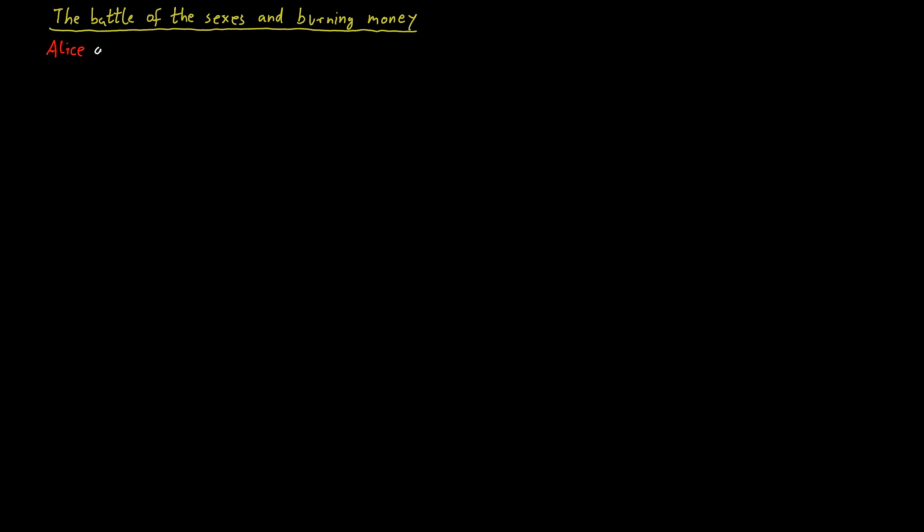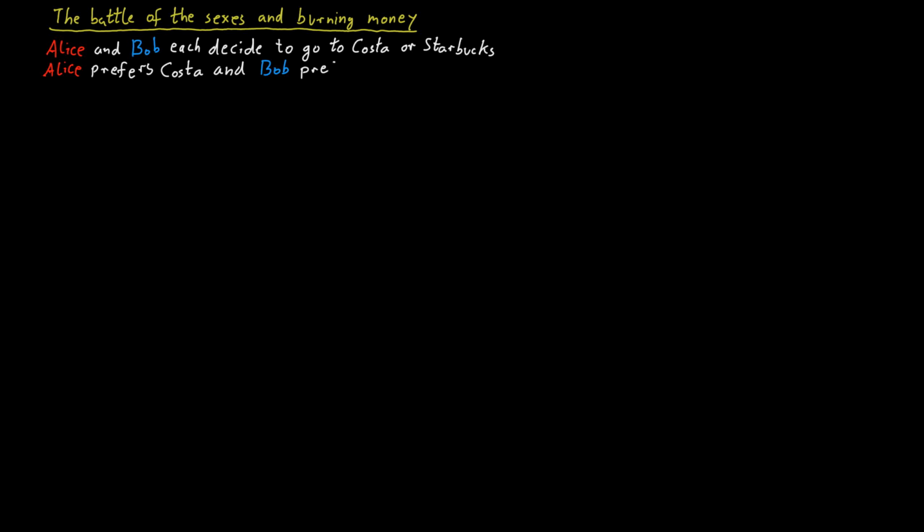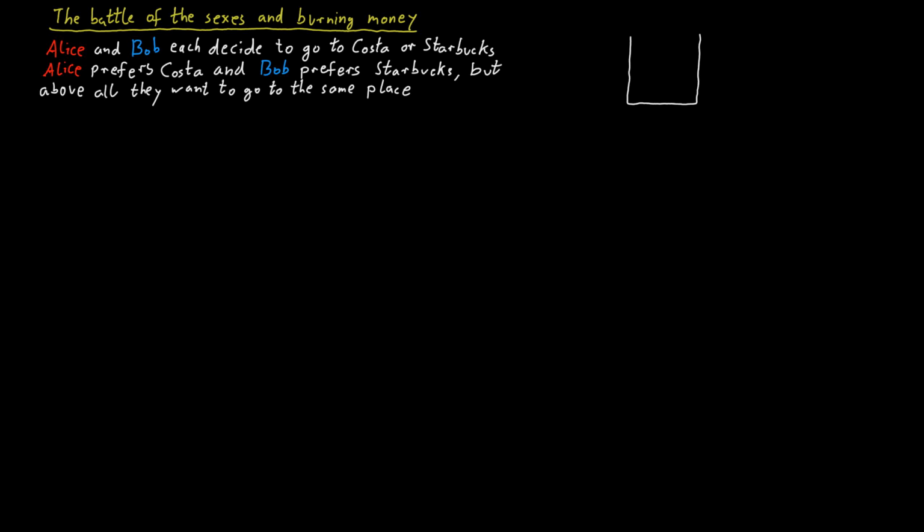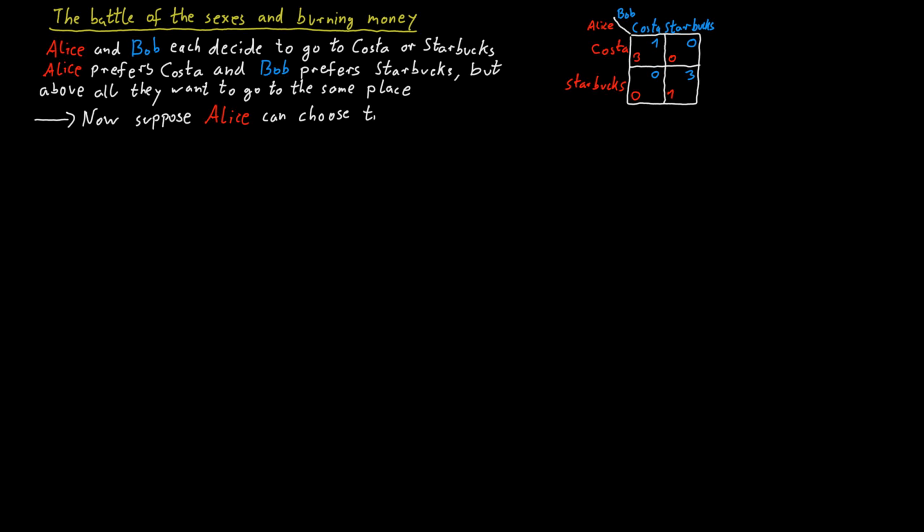In the Battle of the Sexes game, Alice and Bob each decide to go to Costa Coffee or Starbucks. Alice prefers Costa and Bob prefers Starbucks, but above all, they want to end up in the same location. We now modify this game by giving Alice an additional choice. Before Alice and Bob leave the house to get coffee, Alice can choose to stand in front of Bob, take out a $1 bill, and burn it in front of him.